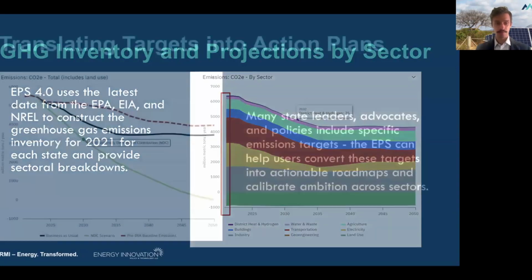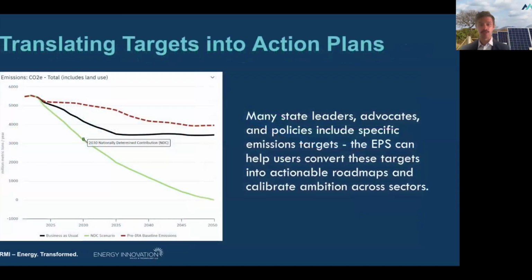Next slide, please. So speaking of interventions, one of the major uses of the EPS is translating targets into action plans. And to the left, you can see a number of different scenarios that are available. This is the national model, but you can see that black scenario in the center. That's our business as usual, our current policy scenario. That includes all of the layered policies that have been passed to date, including the Inflation Reduction Act, the IIJA, and on the state level, major state-level policies.